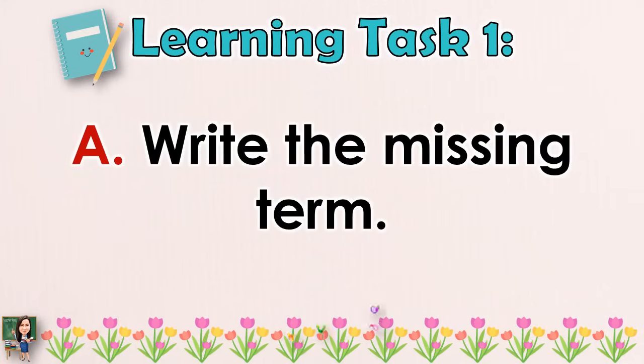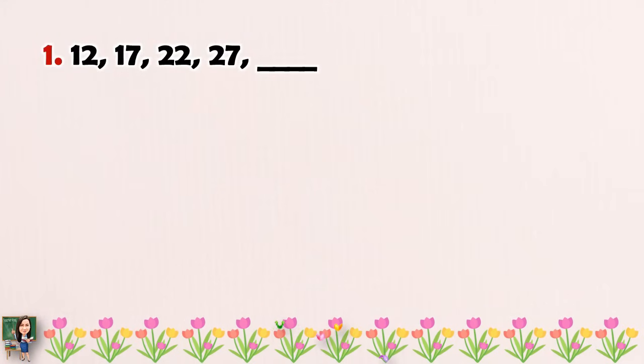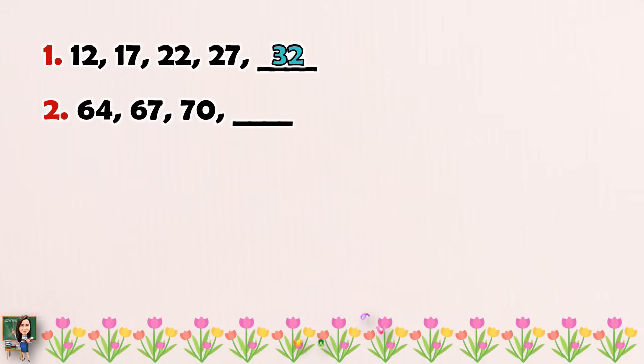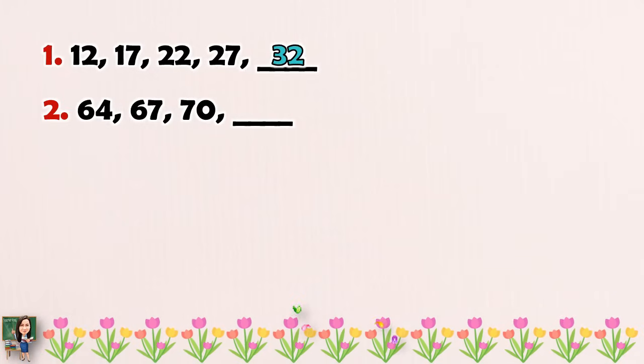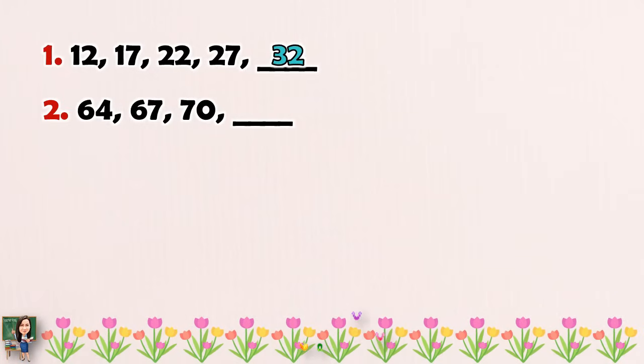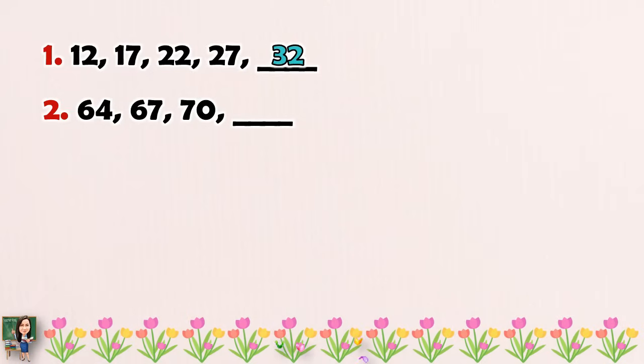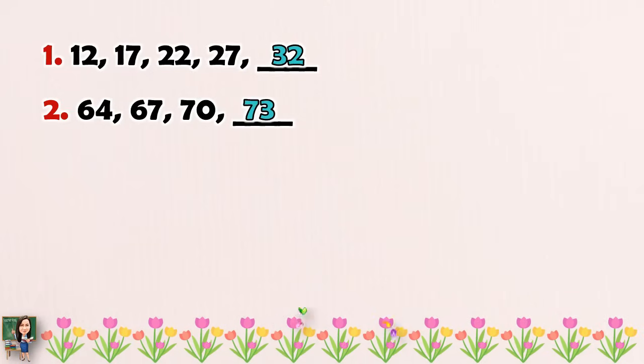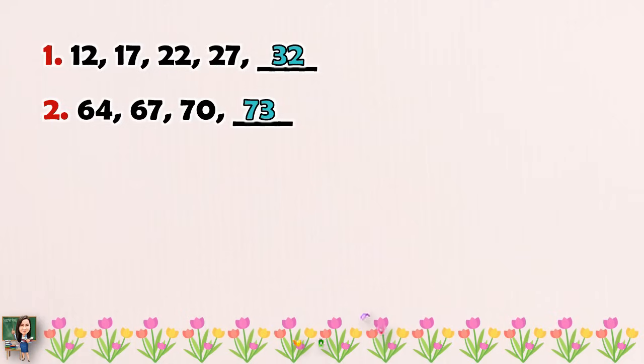A. Write the missing term. Number 1. The pattern is 12, 17, 22, 27. What is the missing term? Very good. The missing term is 32. The rule is add 5. Number 2. 64, 67, 70. What is the missing term? Very good. The missing term is 73. The rule is add 3.